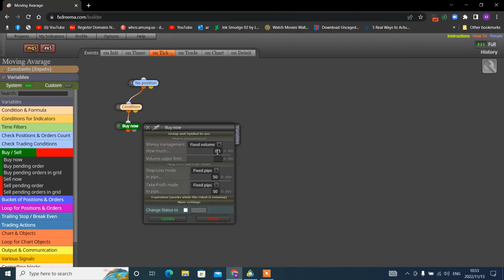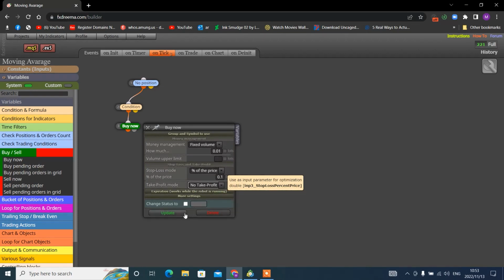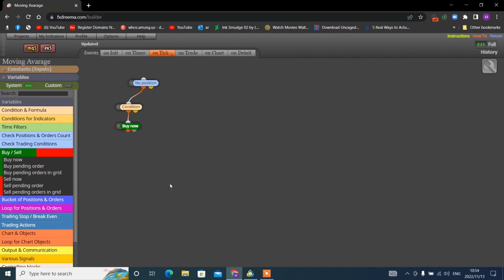Then we set our lot sizes, let's say 0.01, and our stop loss, let's use a percent of the price at that particular level, of which you can say 0.55, or we can just say 0.1 the price. Then our take profit, let's not put take profit there, we will close with trading condition. We'll just make a trailing stop loss, and then it will trail all the way. That's our buy condition.